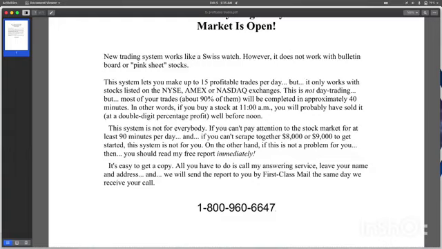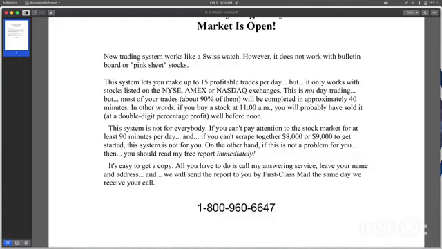So this is what we call qualification in copywriting. Qualification is trying to show you that it doesn't work for all the stocks. It doesn't work for bulletin board or pink sheet stocks. Now the reader will ask himself, then what does it work on? Let me continue. This system lets you make up to 15 profitable trades per day.